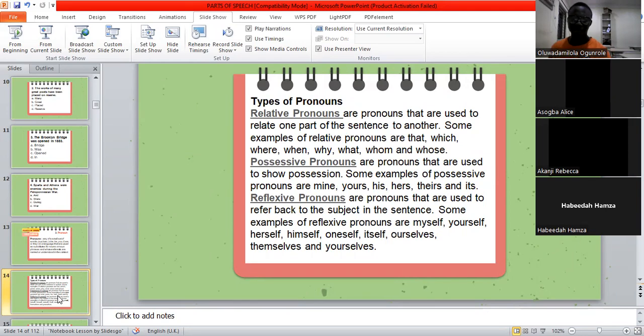Another one we have is the possessive pronoun. Now, these are used to show possession.